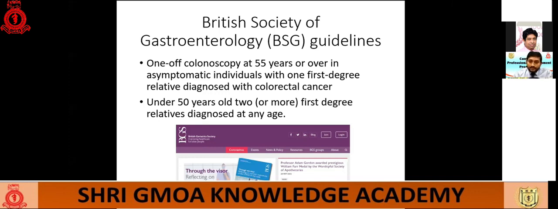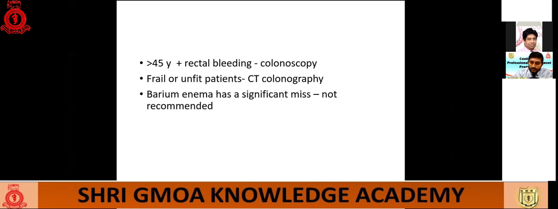But if there are two or more first degree relatives in the family, then the age at which we should do colonoscopy is around less than 50 years. As I told you before, if it is less than 45 years, flexible sigmoidoscopy is enough. But if it is more than 45 years coming with rectal bleeding, full colonoscopy is beneficial. And there is another group of patients who are frail and unfit for colonoscopy because it's a major procedure with associated complications. It needs sedation. The investigation we can order for these patients is CT colonography. Historically, we did barium enemas for screening, but it's no longer recommended because it has a significant miss rate.